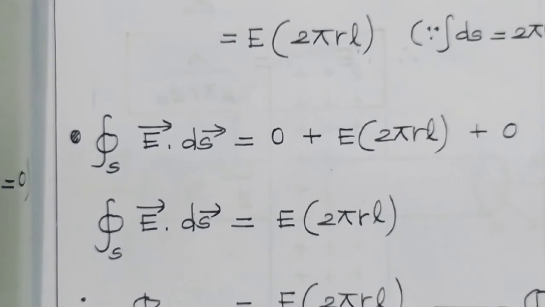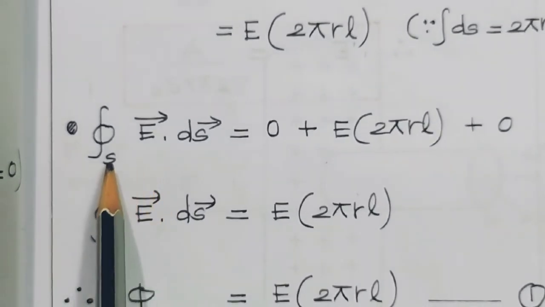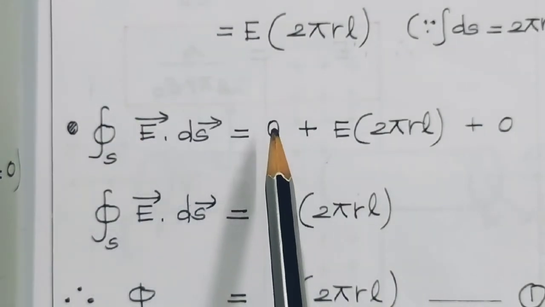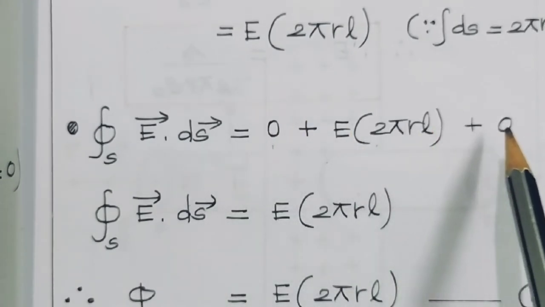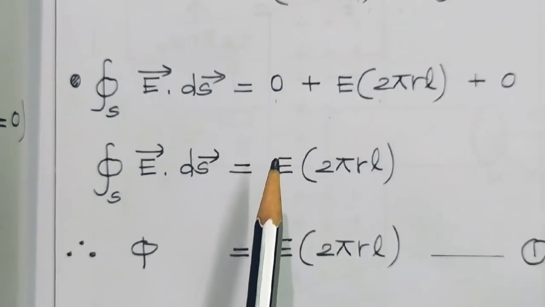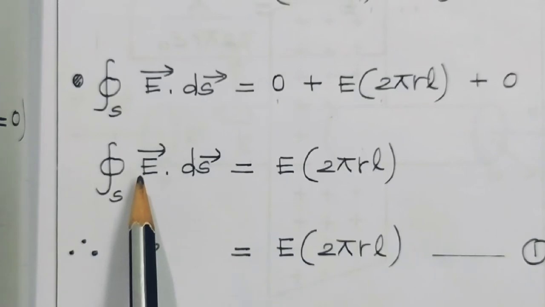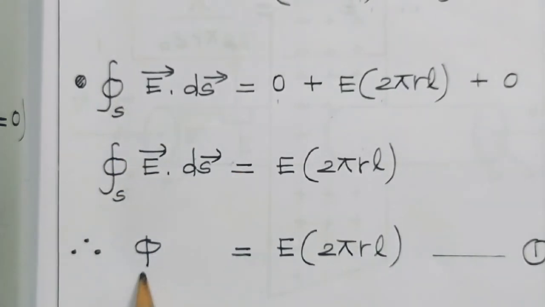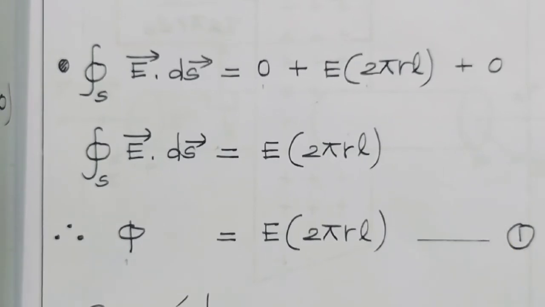Now let us substitute all the values in the equation we have seen in the beginning. So surface integral of E vector dot ds vector is equal to, in region 1 this is 0, in region 2 this one, and region 3 this one. So finally we get E into 2 pi r L. This surface integral of E vector dot ds vector is nothing but phi. So phi is equal to E into 2 pi r L. Let us call it equation number 1.